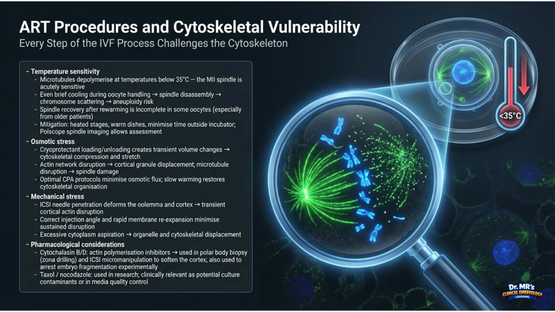If I take a dish out for just 60 seconds to check an alignment on an unheated stage, does the spindle just snap back perfectly together when I put it back in the warm incubator? It is a gamble, and this is a vital concept for the ESHRE exam. The ability to reversibly reassemble the spindle depends heavily, almost entirely, on the biological age and quality of the oocyte.